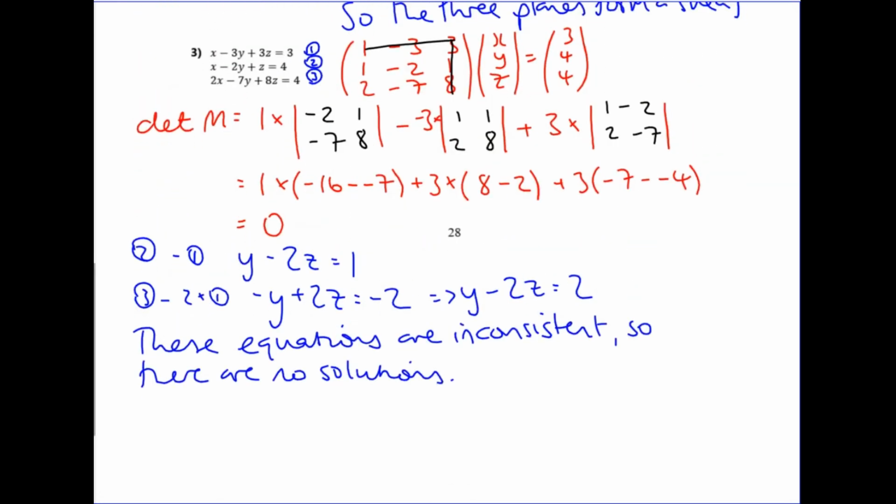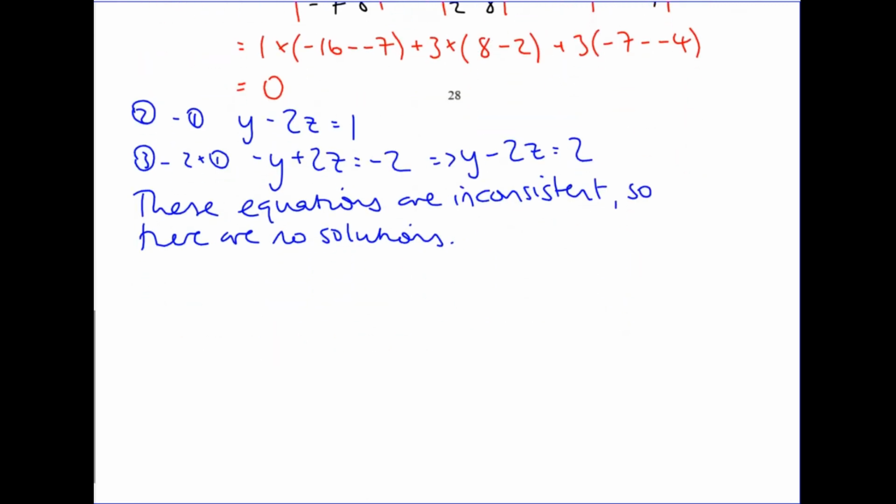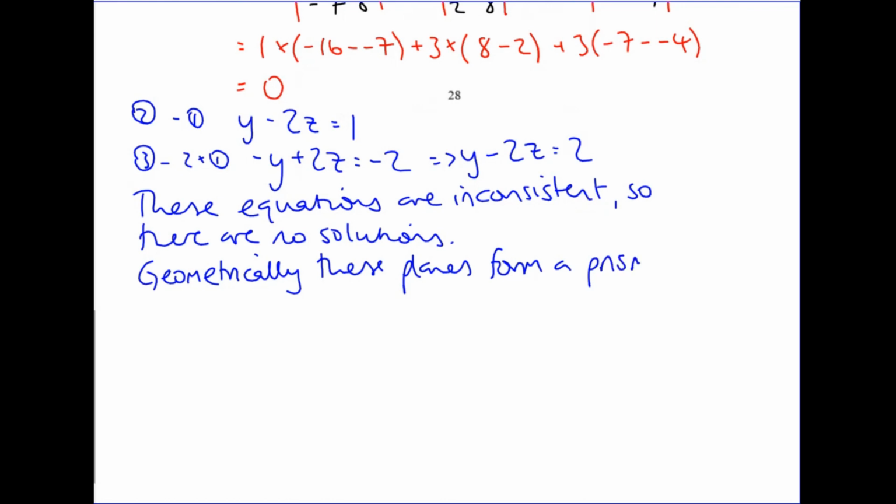Geometrically, have a look at these and see if any of these are multiples of each other. Well, they're not. So if you doubled any of these to get 2x, they're not the same as the final one. Obviously, these have got the same x, but none of the rest is the same. So these are not parallel equations. So it's not that all 3 are parallel. It's not that 2 are parallel. It must be that these form a prism, geometrically. The planes don't all cross each other at the same time.